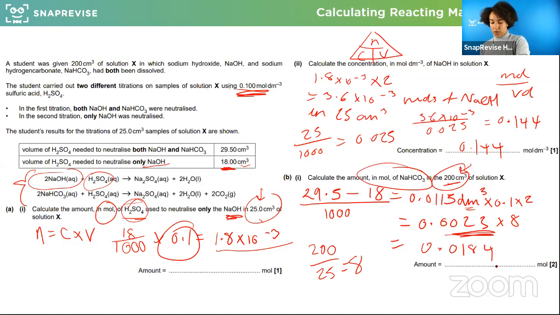And I hope that all made sense. I think it might actually be worth trying to do more calculating reacting masses at some other point, because I think it's quite a tricky topic.